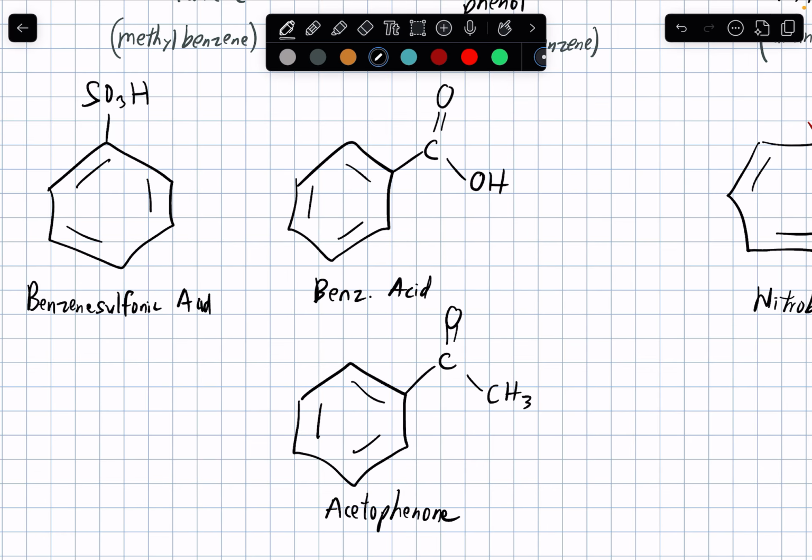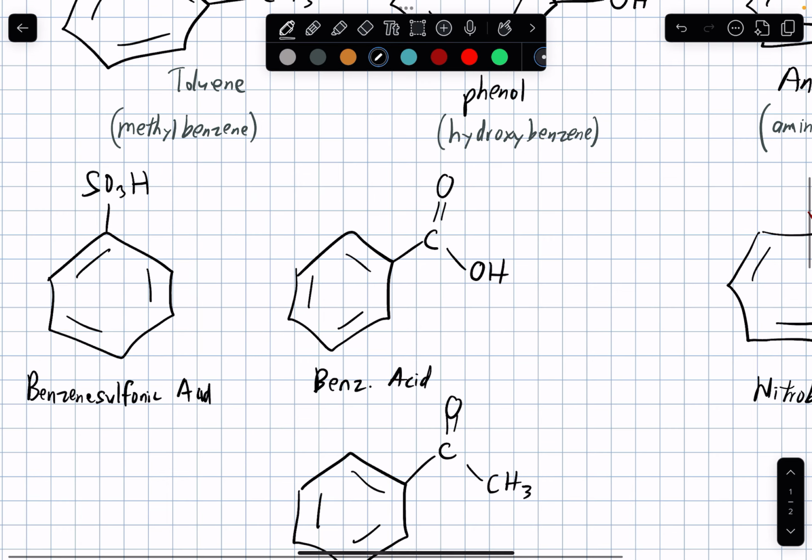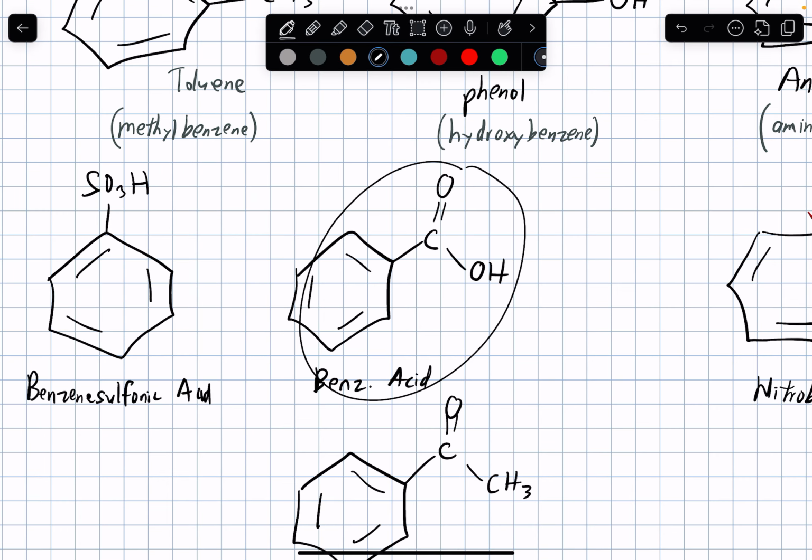Acetophenone and benzoic acid have a similar structure. So for benzoic acid, the substituent here is OH. For acetophenone, the substituent is CH3. Later on, in one of the reactions involving the benzene substituent, we are actually gonna turn certain compounds into benzoic acid, regardless of what they look like, no?